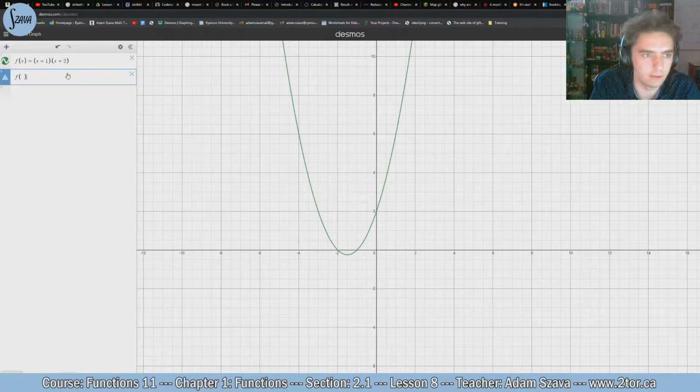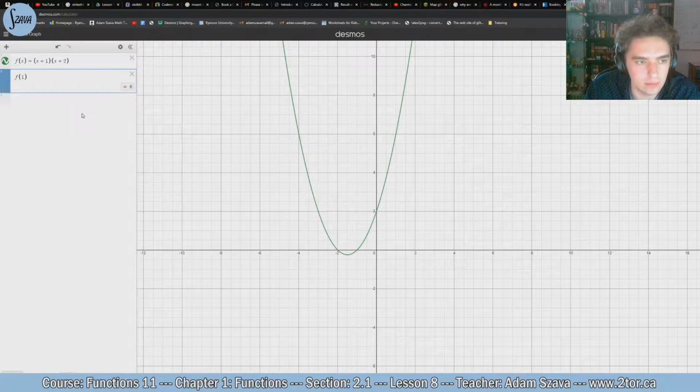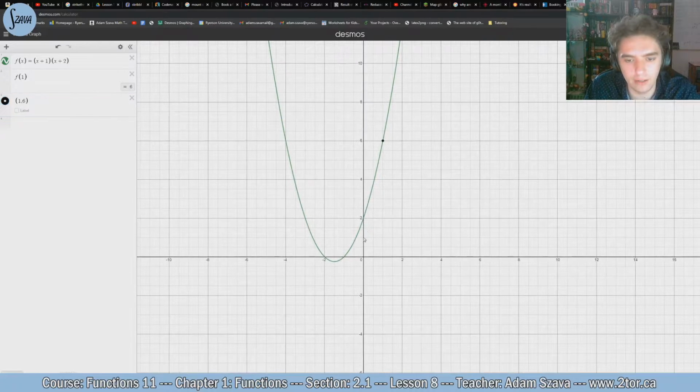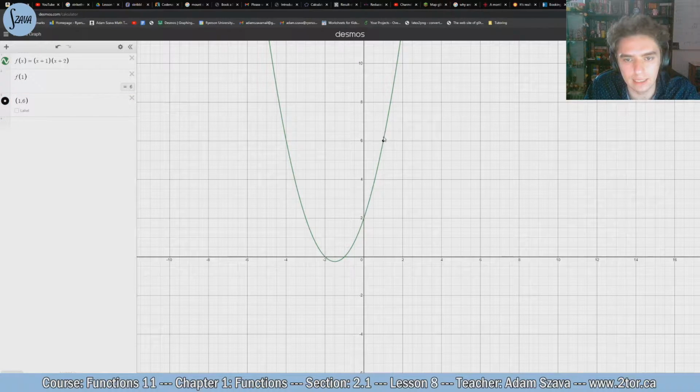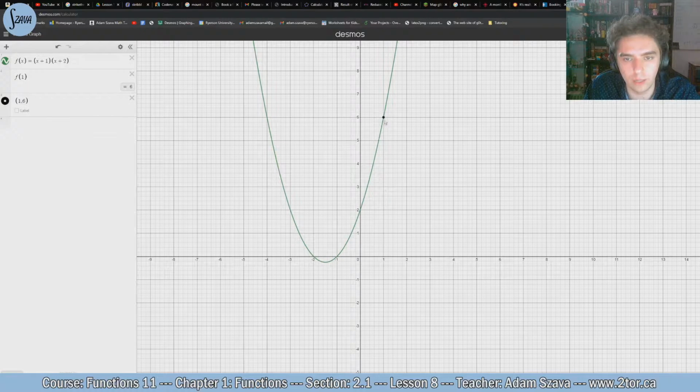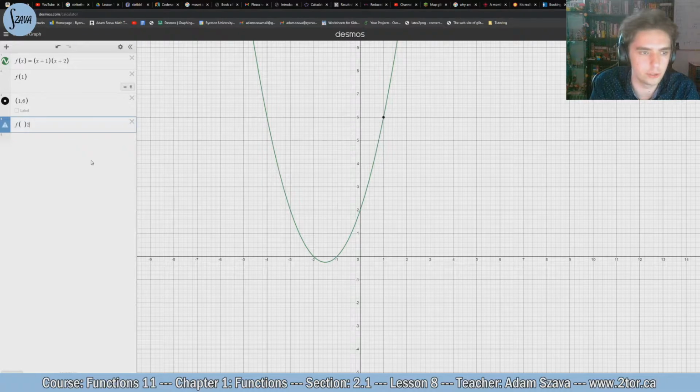So f of 1, we got 6, right? So if I try to draw the point (1, 6), you can see it's on the graph there, because f of 1 is 6. That's why at an x value of 1, we go up to 6 there. So f of 1 equals 6. f of 2 was 12, and so on. We could graph all of these. So there's our function f of x.